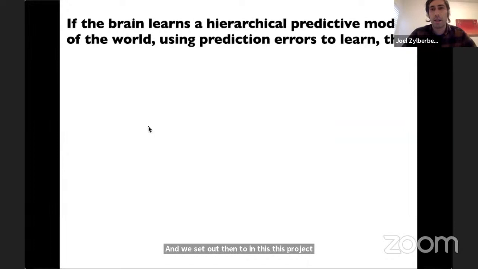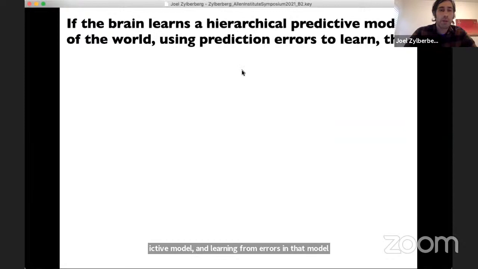And we set out then in this project, through the Allen Institute's OpenScope program, to test the hypothesis that the brain is forming a hierarchical predictive model and learning from errors in that model. And so the first thing to do was to form some specific predictions.